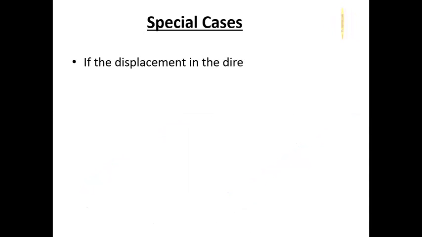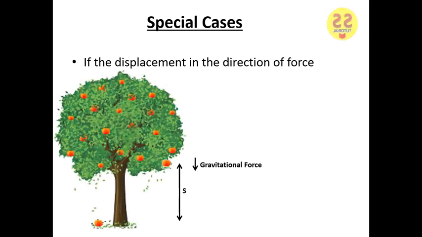Just to discuss some special cases. If the displacement is in the direction of force, what will we do? Just look at here. It is just a tree. A fruit falls from the tree to the ground like this. Here, my displacement is downward, as well as the gravitational force is also downward. So the angle between the displacement and the gravitational force is 0°.